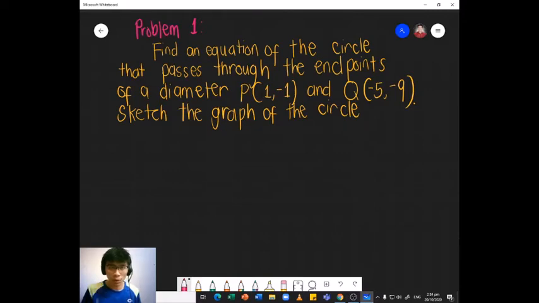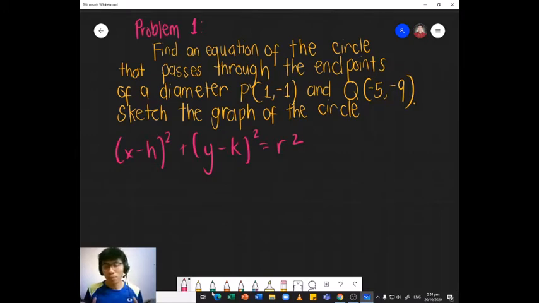Of course, we know that what is asked for us is to find the equation of the circle. So every time you are asked to find the equation of the circle, you are simply asked to get the standard form of a circle, or the center-radius form of a circle. And do not forget that the center-radius form of a circle is in the form of (x - h)² + (y - k)² = r², where (h, k) is the center of the circle and r is the radius. Okay, so that is the goal. Let's find the standard form of a circle.